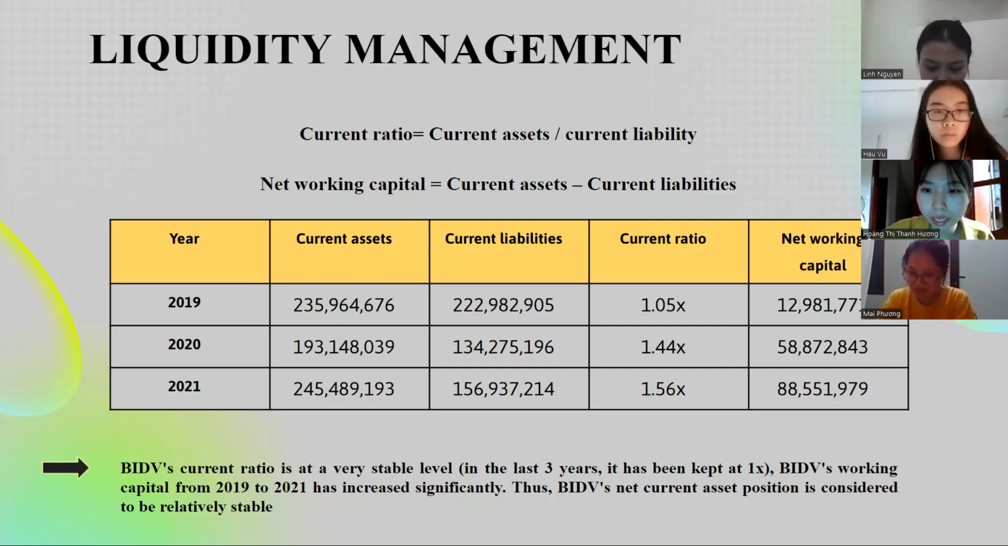Current ratio and net working capital are the data we use to evaluate that. From the table we calculated, it is easy to see that BIDV's current ratio is at a very stable level. In the last 3 years, it has been kept at 1x. Besides, BIDV's working capital from 2019 to 2021 has increased significantly, by over 75 million Vietnam dong in just 3 consecutive years. Thus, BIDV's net current asset position is considered relatively stable.